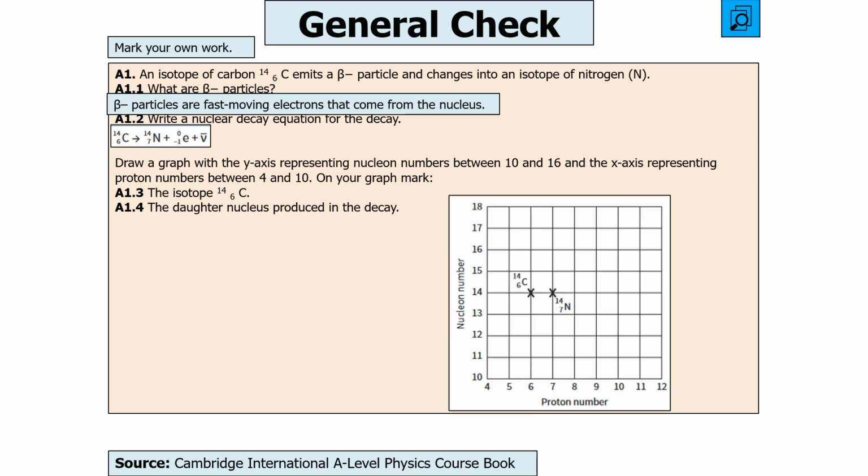Then here you can see our graph, and you can see firstly the carbon isotope. Now you can see that it turns into nitrogen. You can see straight away the proton number goes up by 1, turning it into nitrogen, but the overall number stays the same, because as you can tell, in beta minus decay a neutron turns into a proton, so the overall number of protons and neutrons, the nucleon number, stays constant.